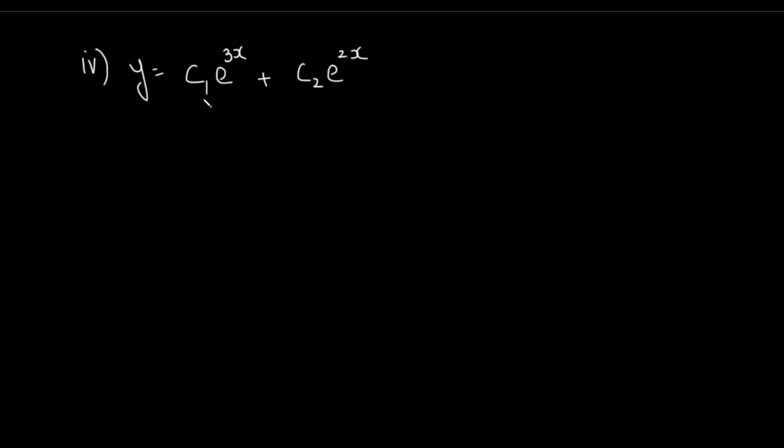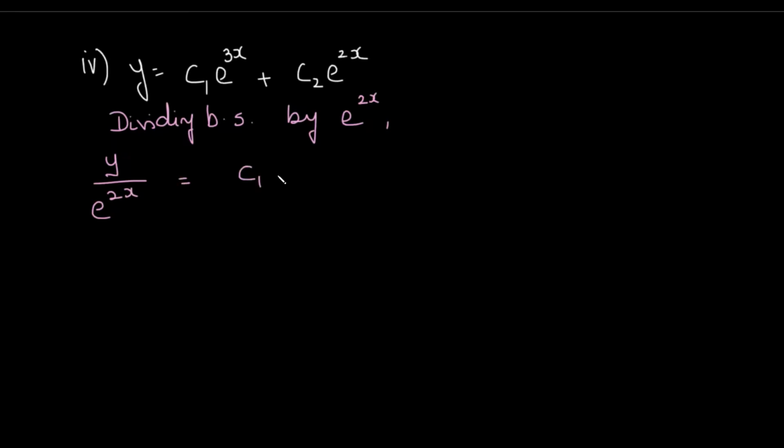The fourth question is y is equal to c1 e raised to 3x plus c2 e raised to 2x. We begin the sum in the same way, same method that we did in the previous sum. That is, we start by dividing both the sides by e raised to 2x. So dividing both the sides by e raised to 2x, we are getting y upon e raised to 2x on the LHS is equal to c1 e raised to 3x upon e raised to 2x plus c2.